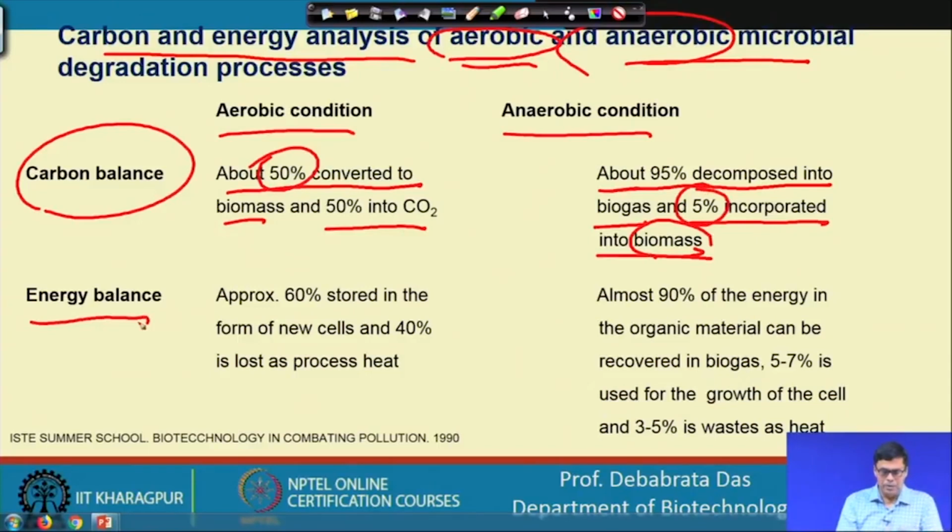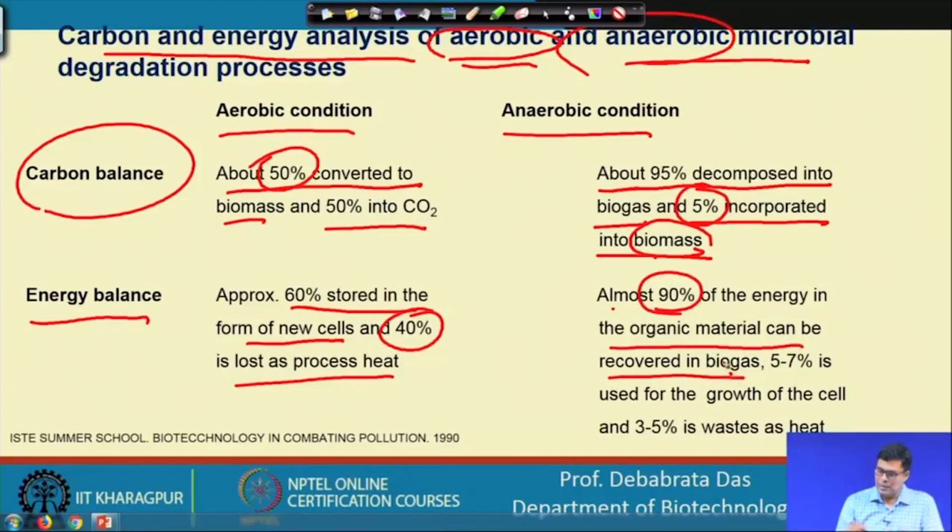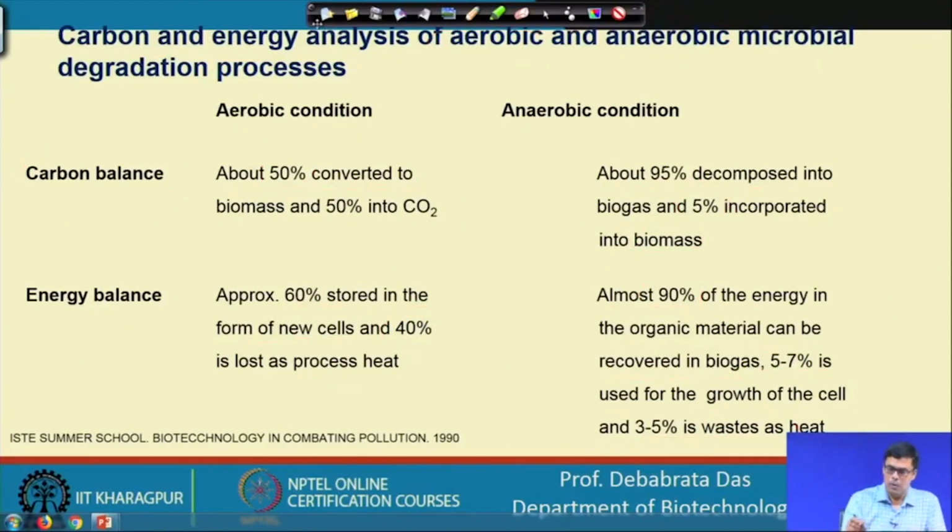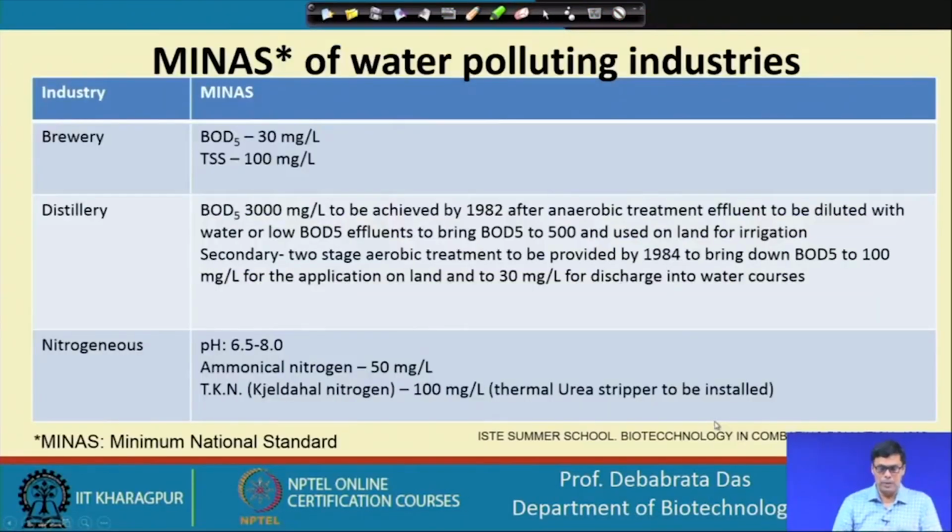Now, if you consider the energy balance, 60% of the energy is stored in the form of cells and 40% is lost in the form of process heat. But in the case of the anaerobic fermentation process, almost 90% of the energy of the organic material can be recovered as biogas, 5 to 7% is used for the growth of the cell, and 3 to 5% is wasted in the form of heat. So, you can see how they are different from each other.